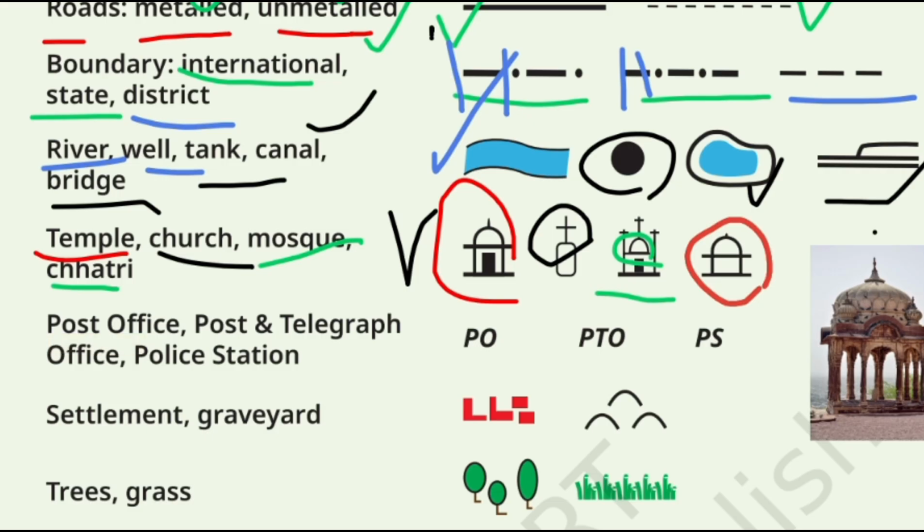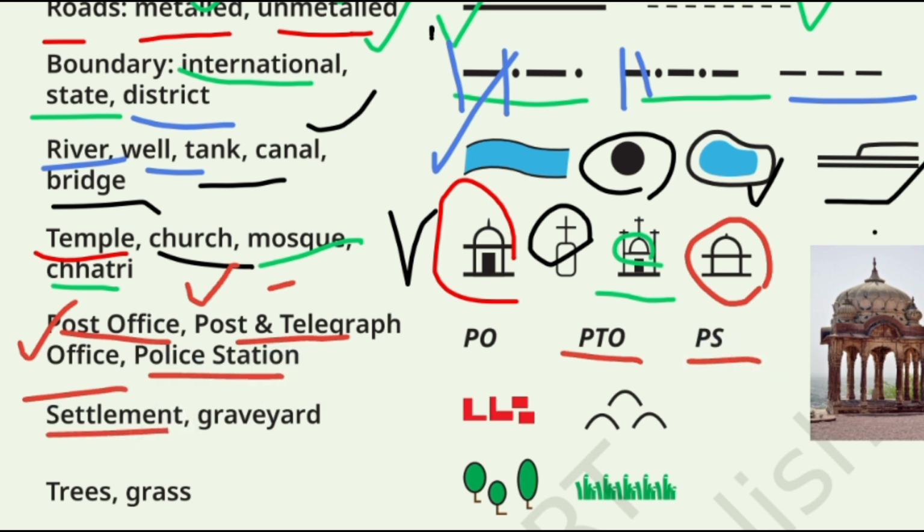Remaining is very simple. Post office means PO. PO you may be familiar with, isn't it? When we are writing letters and all, we write this PO dash like that. Then post and telegraph office, PTO, starting letters. Then police station also starting letters, PS. Then settlement means group of houses and all. That is called settlement.